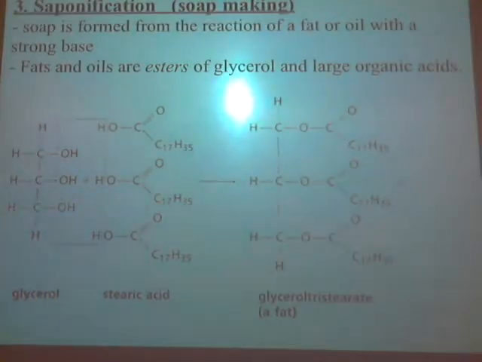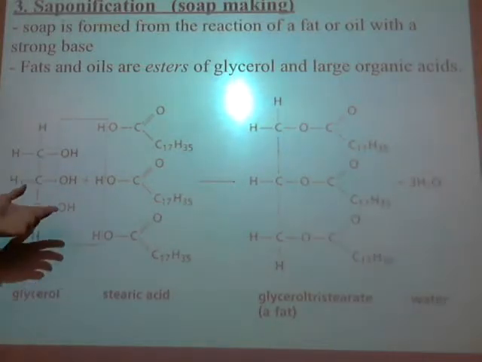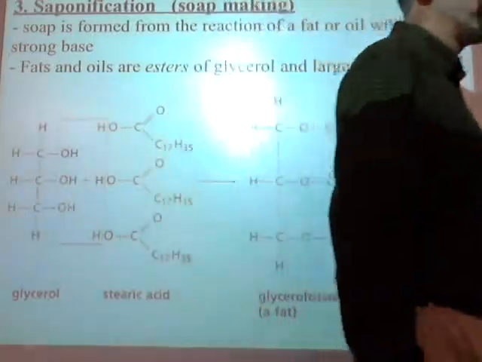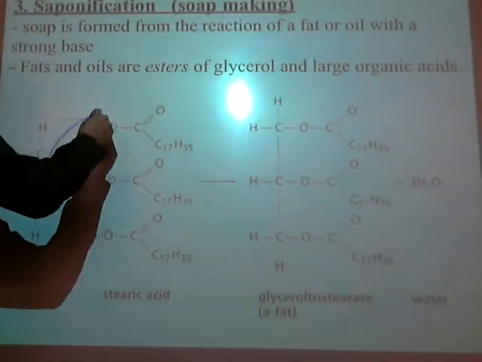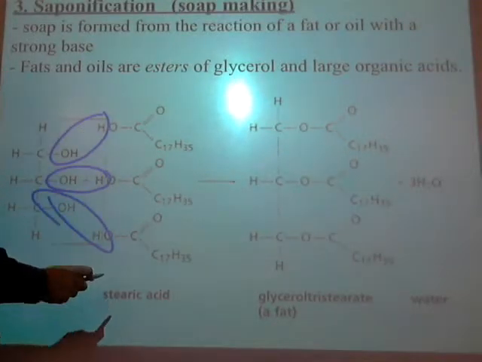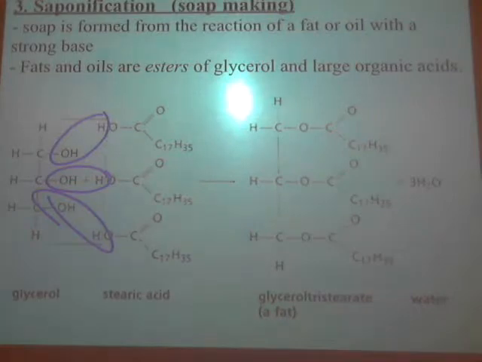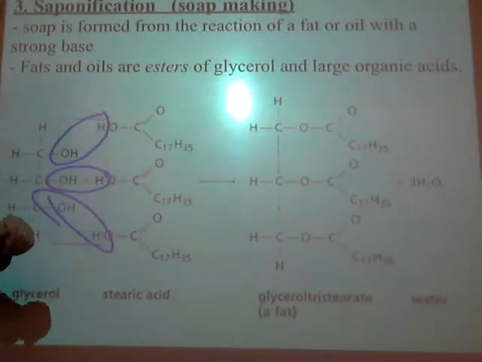Glycerol tristearate is a fat. And of course, you also get water. And how many waters will you get? 3, because you split 3 waters off over here, right there, and right there. This is how you make your fat or oil.